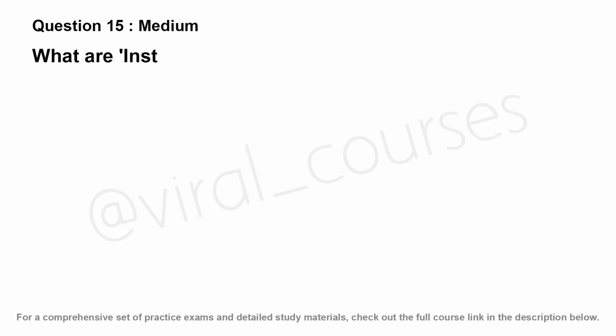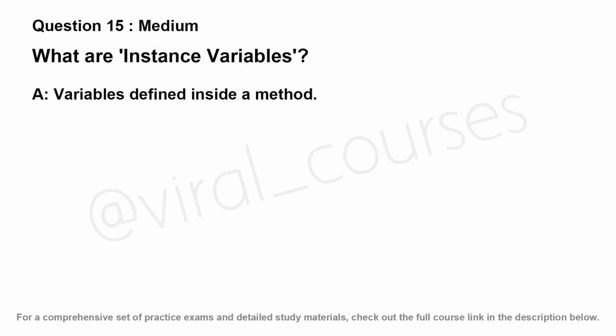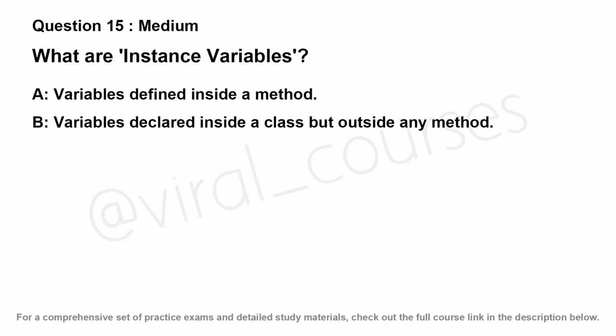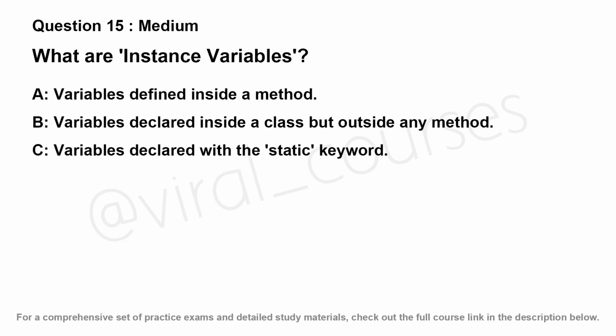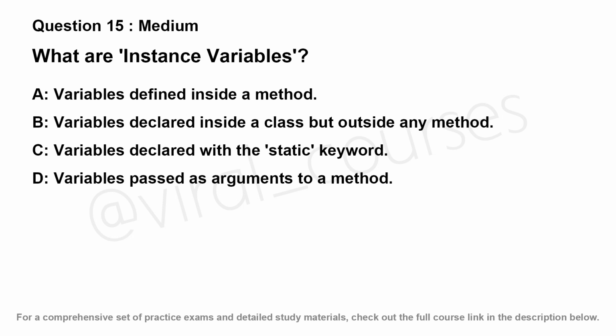What are instance variables? Option A. Variables defined inside a method. Option B. Variables declared inside a class but outside any method. Option C. Variables declared with the static keyword. Option D. Variables passed as arguments to a method.